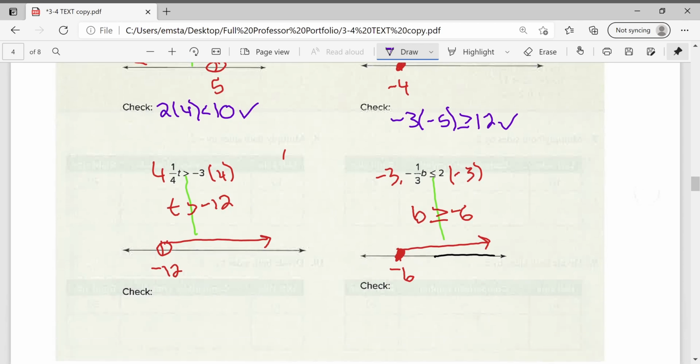A value bigger than -12, I'm going to go with 0 because it's an easy one to use. Is 1/4 times 0 greater than -3? 0 is greater than -3, so yes, it works. Let's try a 0 in this one, -1/3 times 0. I want to know if that's less than or equal to 2. I get 0 is less than or equal to 2, which works, so yep, it checks for everything.